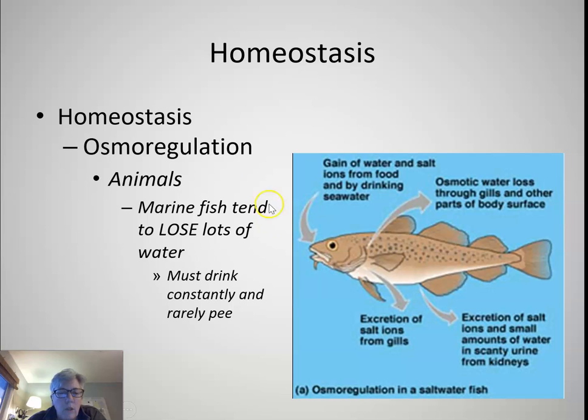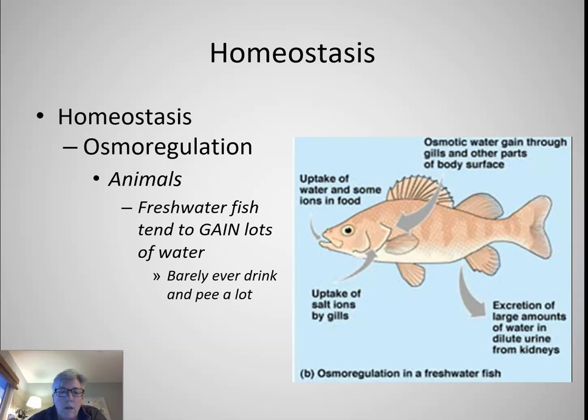So for a fish in the ocean, if the ocean is hypertonic, the cells of the fish are going to be losing water because they're trying to maintain equilibrium. They're going to lose lots of water, and the fish is constantly going to have to drink, and it is not going to pee very much. A fish in a freshwater lake, in a hypotonic situation, the cells of that fish will tend to gain a lot of water. It isn't going to drink very much water. It's getting it from the lake, and it's going to pee a lot.